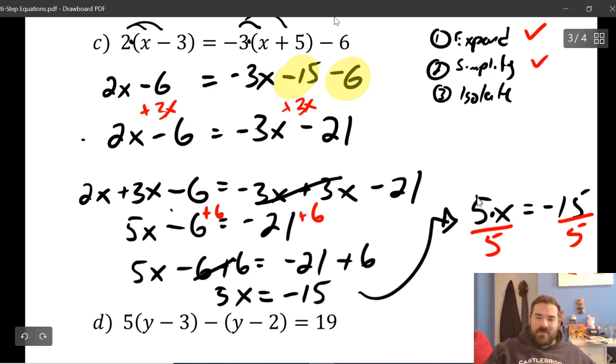5 divided by 5 is just 1, so that's going to leave me 1x on this side. Negative 15 divided by 5 is negative 3. And I can roll all the way back up here. I can put negative 3 in here just to make sure it works. And I can do that solution to double check my answer.